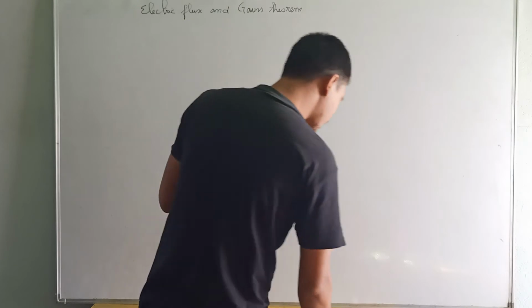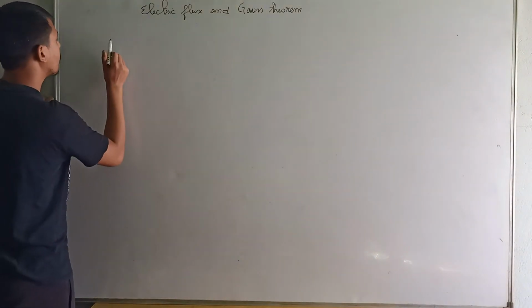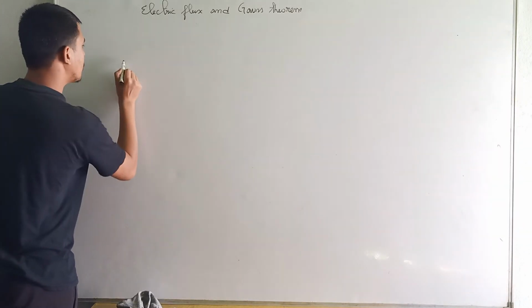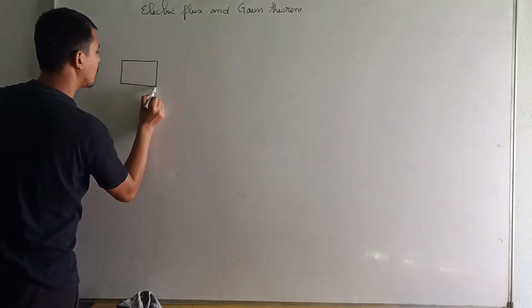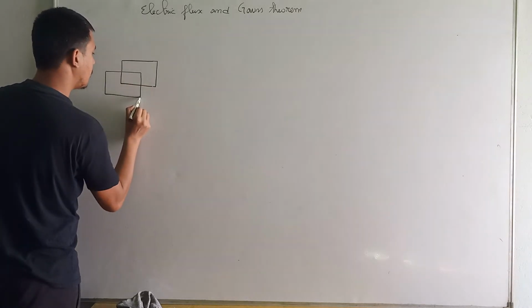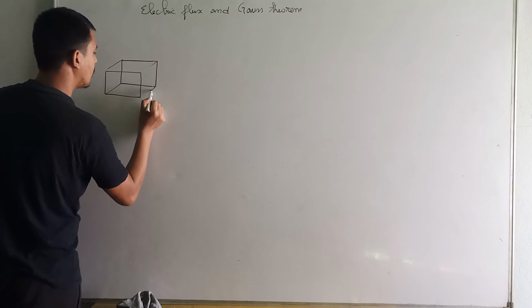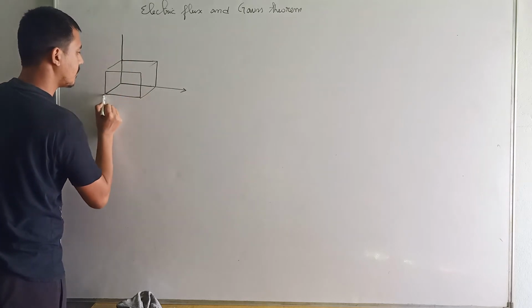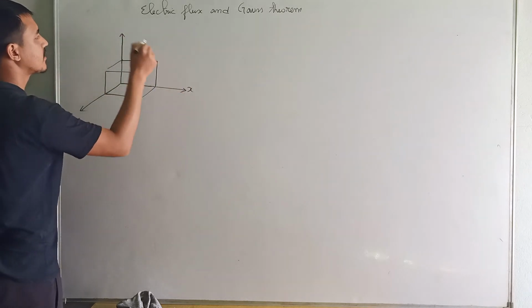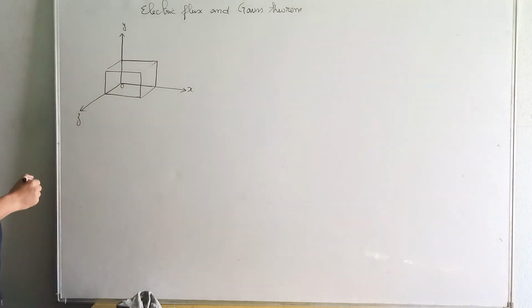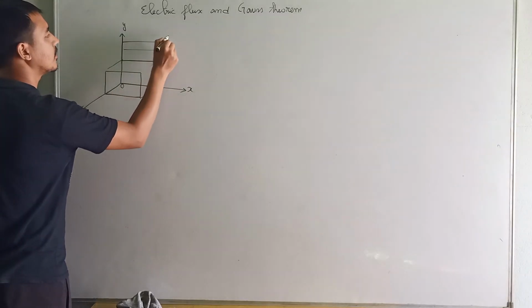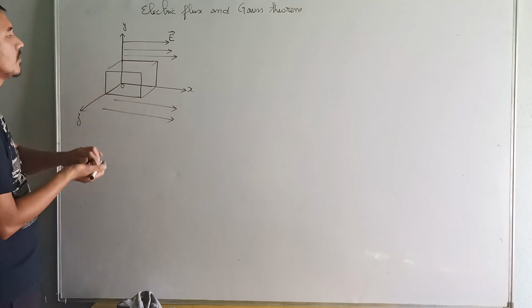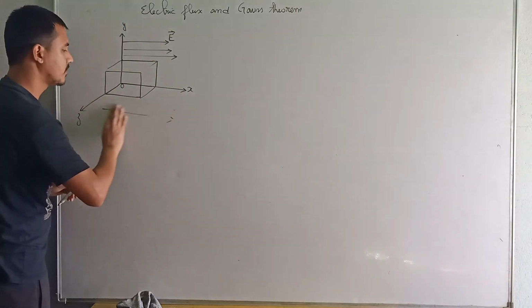Now, the next one I will just give you a question to solve. Draw a cuboid. Let me draw a large cuboid so that in the video it will be visible. Let this cuboid lie on this coordinate frame. X, Y, Z. This is the origin. Let's say that the electric field lines are in this direction. Don't draw, just say that.